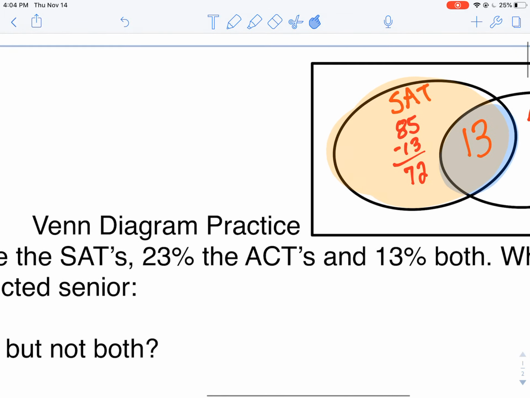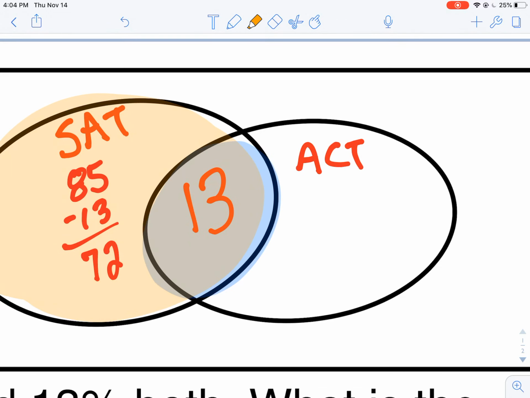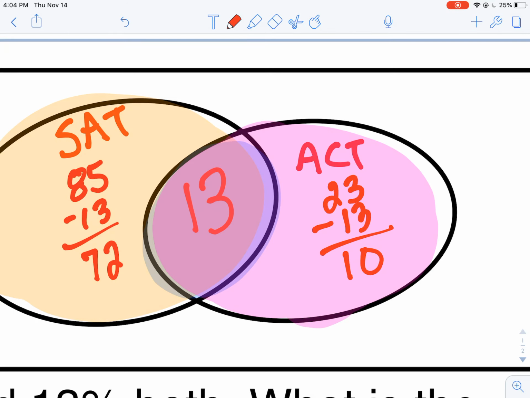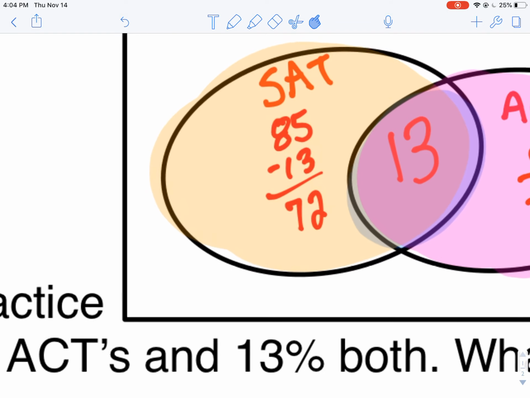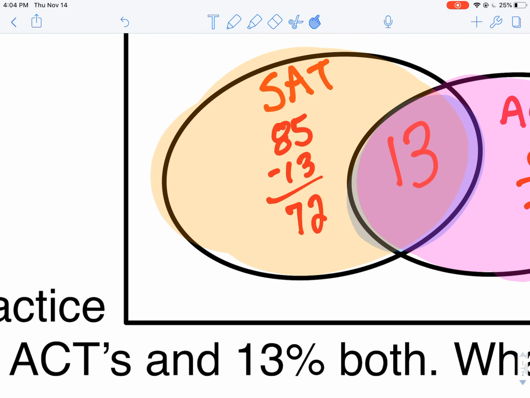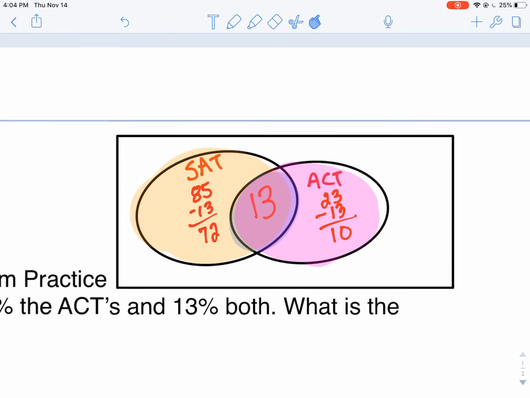So, now what I'm going to do is go with the ACTs. It tells me 23% take the ACTs. Now again, that 23% doesn't represent just the people who took only the ACTs. That also represents people who took both. So I'm going to take that 13 and take it away from the 23 because that overlap is counted twice. And then I get 10 here. So now I have these probabilities here. 72% of seniors took only the SATs, 13% took both, and 10% took only the ACTs.